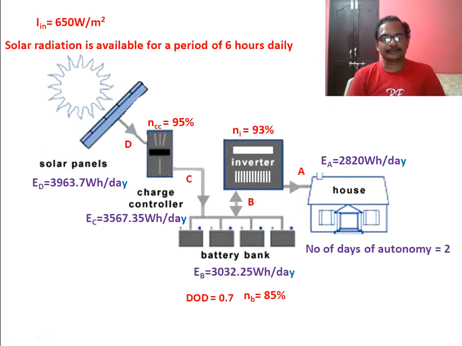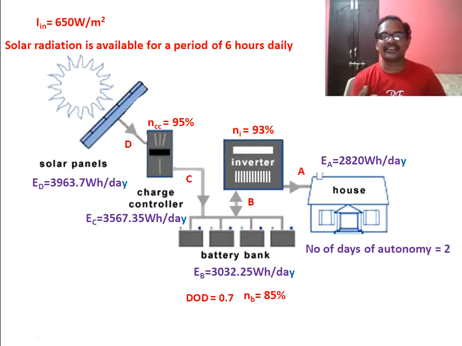Now this is a system. What is that? We have a solar panel connected to a charge controller, and the charge controller will feed the energy into the battery, and from the battery, energy will be taken by the inverter and converted into AC and supplied to your home, right? And we have 4 different points there, A, B, C, D. We need to calculate the energy at these 4 points. That we'll do in the next slides.